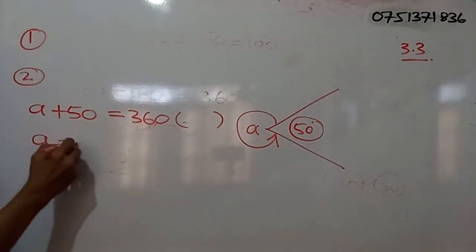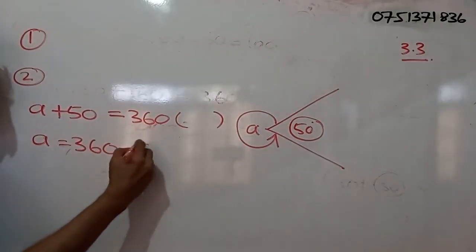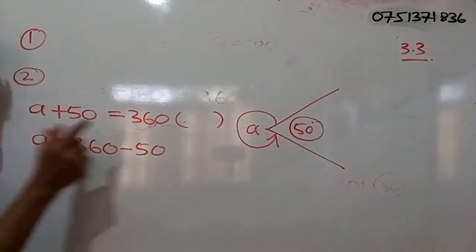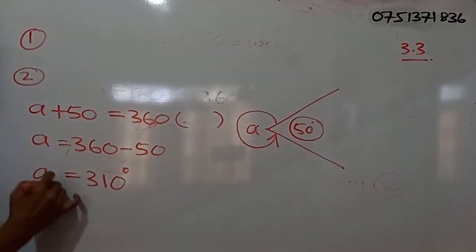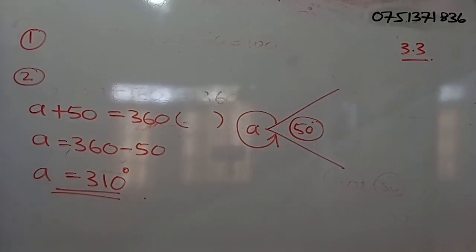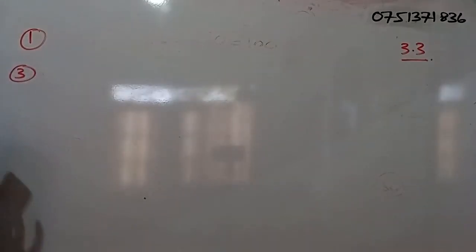So A is equal to what? 360 minus 50. So here we get what? 310 degrees. 310 degrees. The third question.